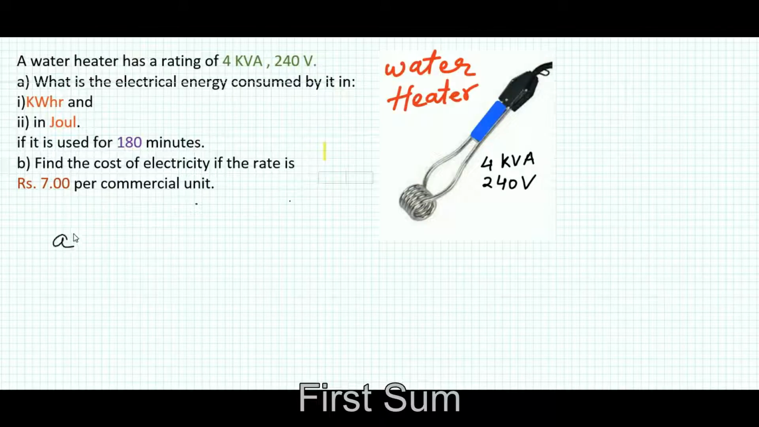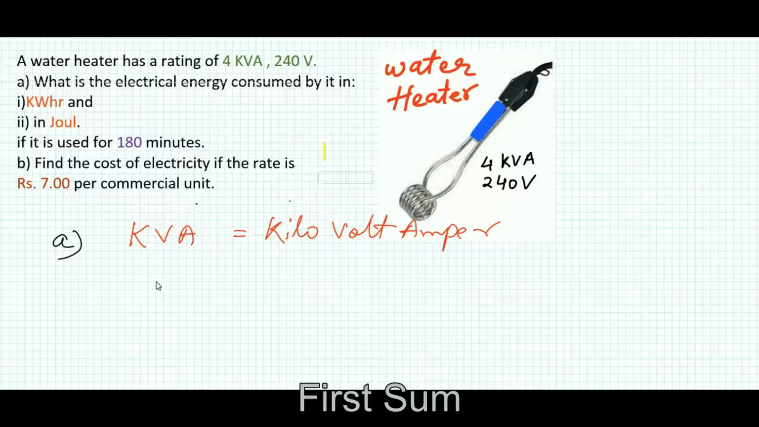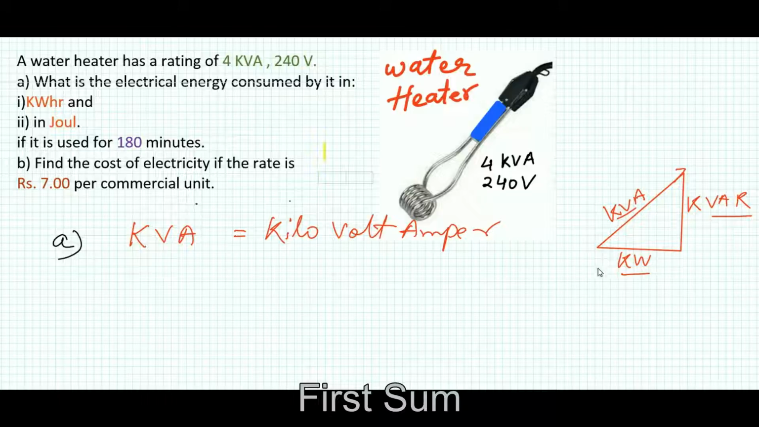First of all, I want to clarify the first thing that came here, kVA. The full name is kilovolt ampere. First I have to find out the power, that means real power. What is kVA, what is real power and what is reactive power? I want to explain a little bit here. This is a right angle triangle. The hypotenuse is the kVA, the base is the kilowatt and the perpendicular is kVAR, reactive. This is the angle phi between the real component and the reactive component, and the cos of phi is called the power factor.